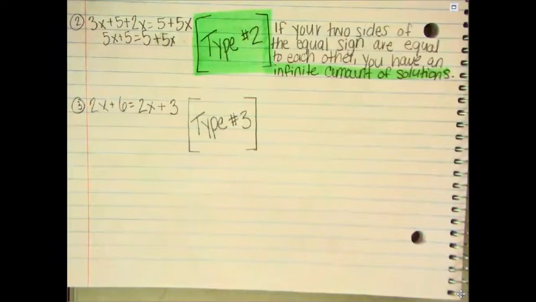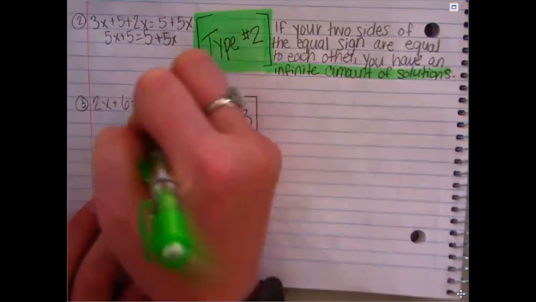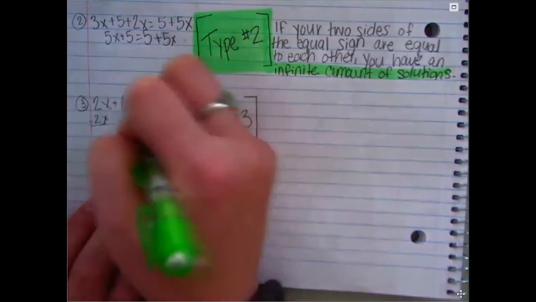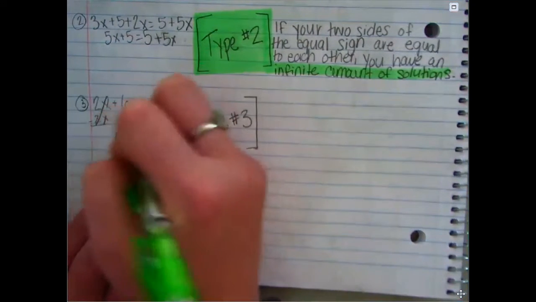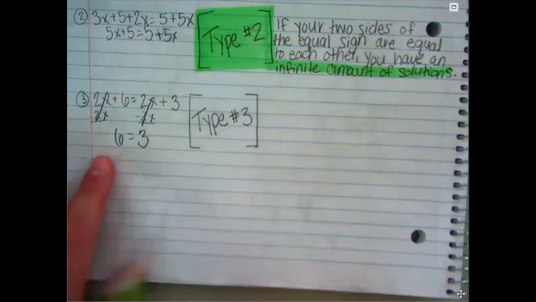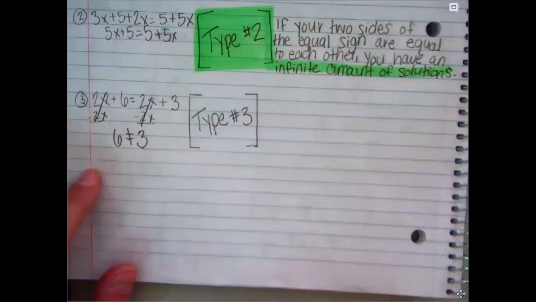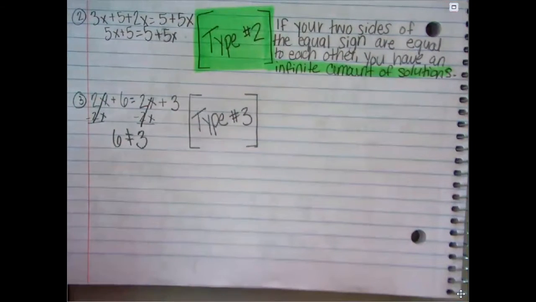Okay, so let me ask you a question. Does 3 equal 0? No. 3 doesn't equal 0. 3 equals 3, and 0 is 0. Does 6 equal 3? No. So if I solve this, I can go ahead and subtract 2x from both sides to get 6 equals 3. This is just one way you can do it. But is this a true statement? No. It is not a true statement.